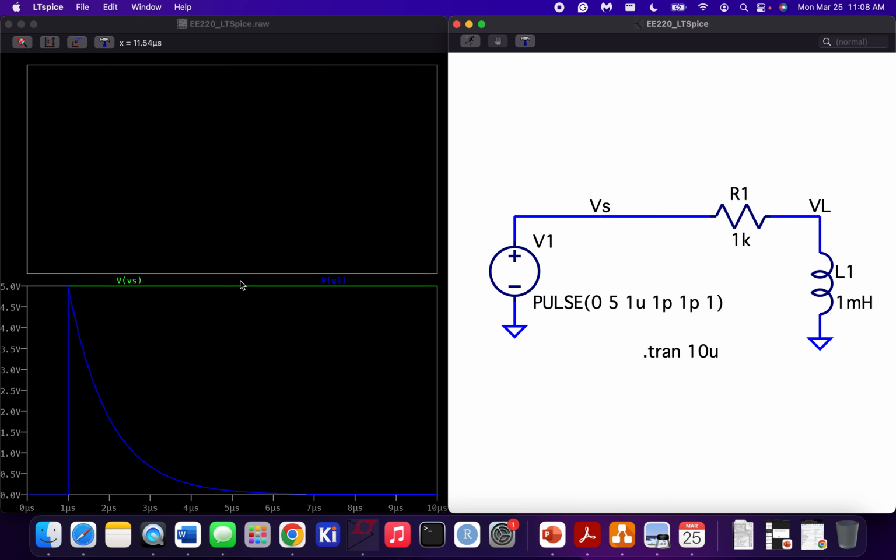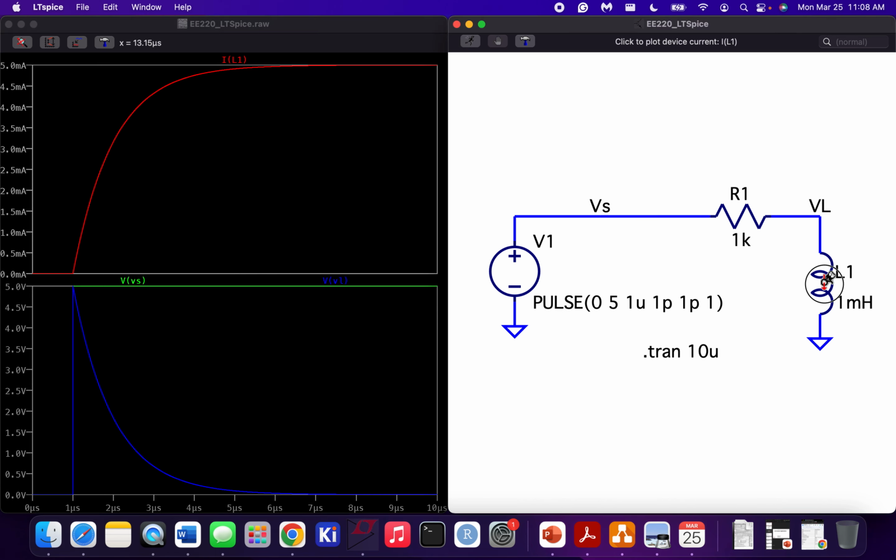Can add a plot pane, and we know that an energized coil has current flowing through it, so let's go ahead and see what happens to the current through my inductor. And we see that it charges up with an exponential the same way that capacitor voltage charges up. The same way that our inductor is energized by current is the same way that our capacitor is energized by voltage.